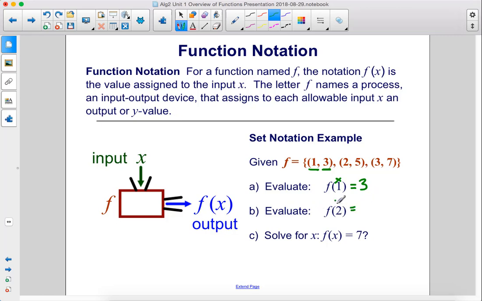What about when x equals 2, f of 2? Here we find the ordered pair that has x equal 2, and the output is 5. Solve for x: f of x equals 7. When it's written this way, wherever you see f of x, you can think that's the y value, equals 7. So we see that the y value equals 7 when x equals 3. Therefore, x equals 3. Here are the answers written nicely.